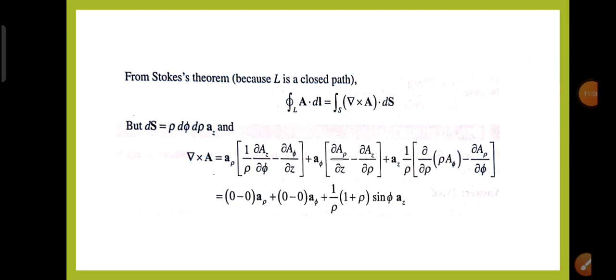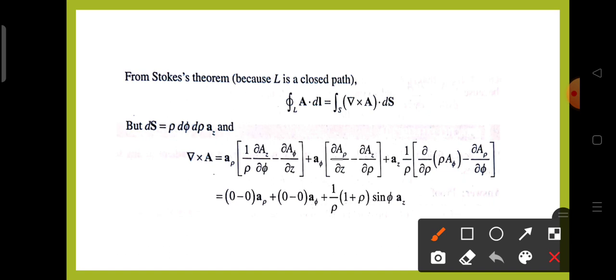From Stokes' theorem, we can say the line integral of A dot dl is equal to the surface integral of curl of A dot ds. Here the area varies with respect to phi and rho, so we can say rho d phi d rho a_z. By applying curl of A, we will get the final answer as 1 by rho into 1 plus rho sin phi a_z. This is the equation used to find the curl of A in the cylindrical coordinate system.